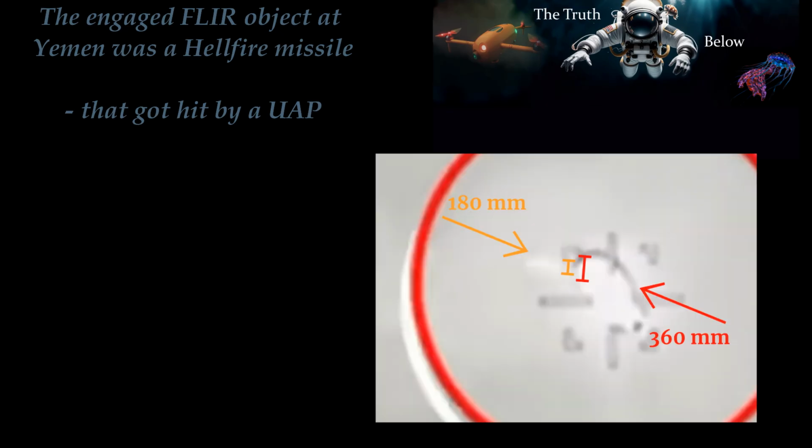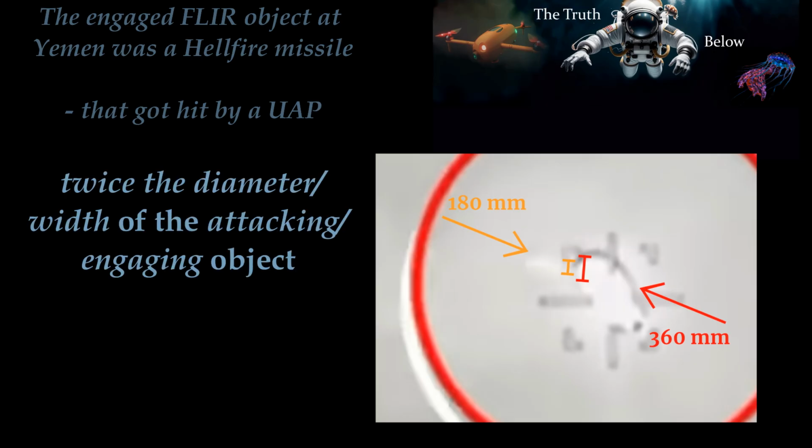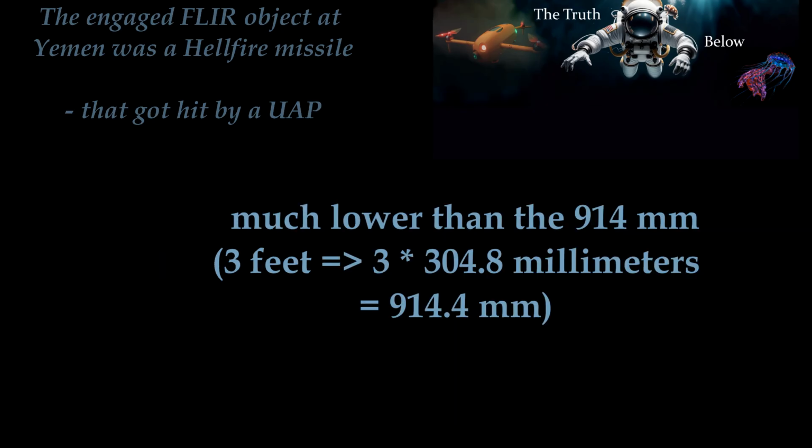In fact, the point of impact seems to be targeted upon a surface that is twice the diameter/width of the attacking object. So, as this impact has a width of roughly 360 millimeters, it is much lower than the 3 feet high accuracy. Therefore, it is still much lower than the 914 millimeters.